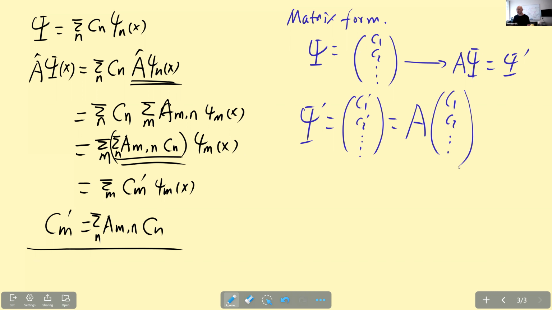So this way, as long as you know how the basis transform, okay, you know this matrix. As long as you know this matrix and you know the transformation of any state, okay, it's just the product of matrices, okay. So that is, you know, kind of interesting, right?